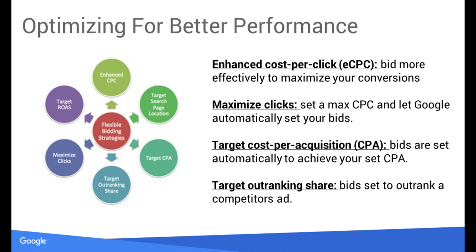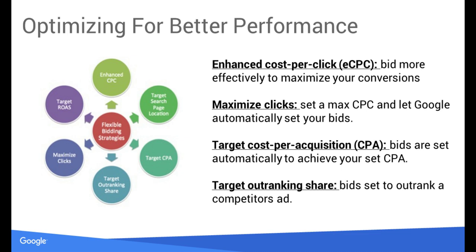You might have a number in mind already that is your target spend to acquire a new customer. Let's just say it's $100. You could set that parameter, and Google's going to look to optimize the campaign as best it can to reach that target cost per acquisition.